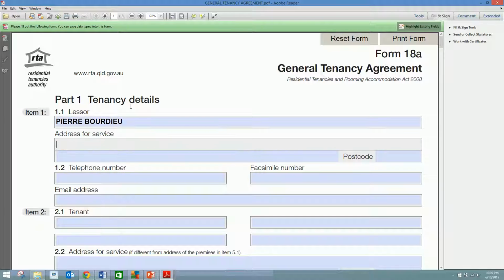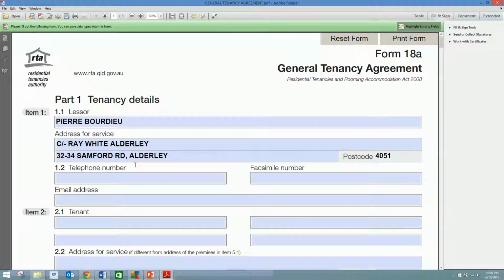The address for the service. Now, this is where we're going to write in the address of the real estate agent. So Pierre has the real estate agent manage the property for him. So we're going to write in care of Ray White Alderley, and the address for that is 32 to 34 Sanford Road, Alderley, and the postcode is 4051.